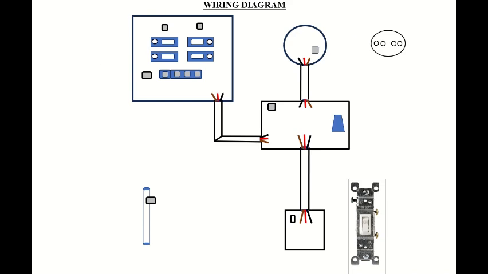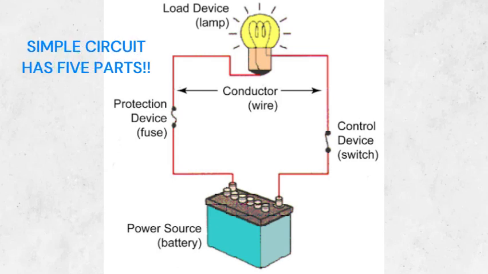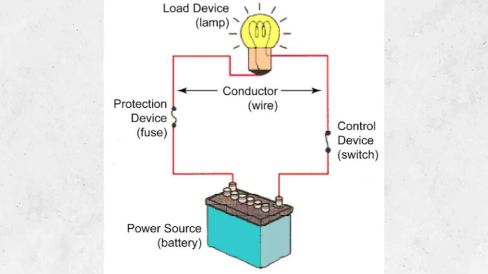Now a basic circuit consists of 5 parts. The source, which is carried to the main breaker. The breaker itself is known as the protection, right, which protects the circuit when there's an excess current or an overload.